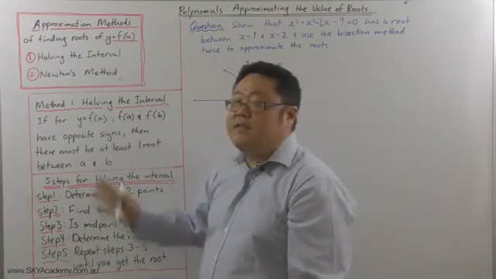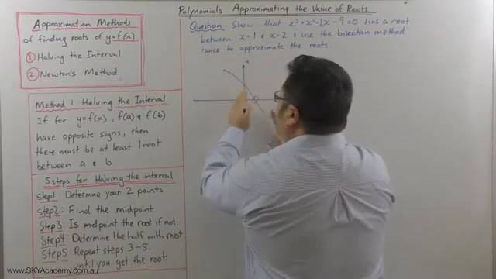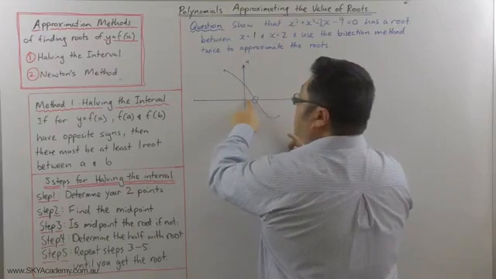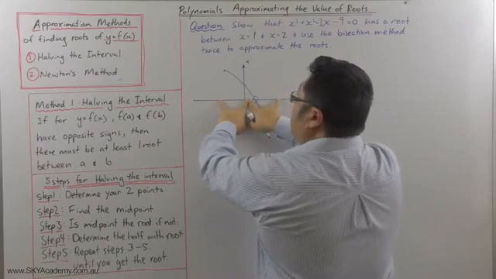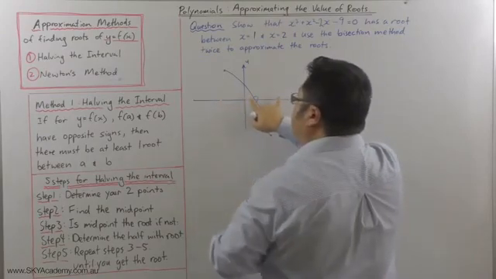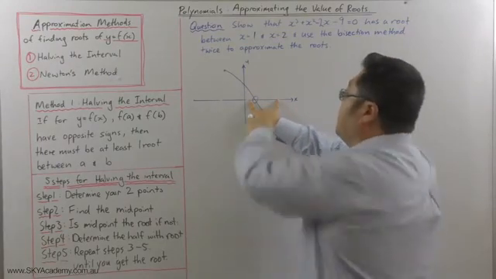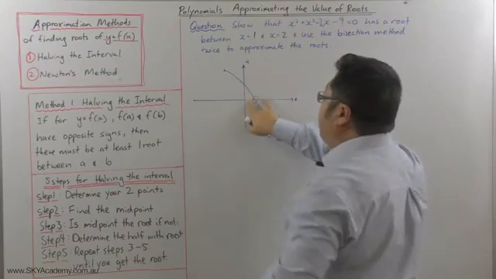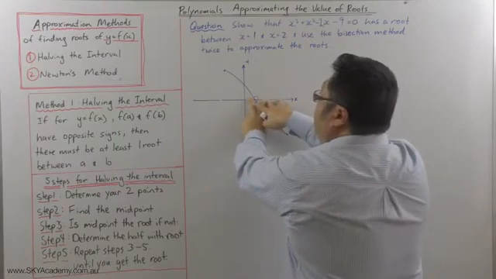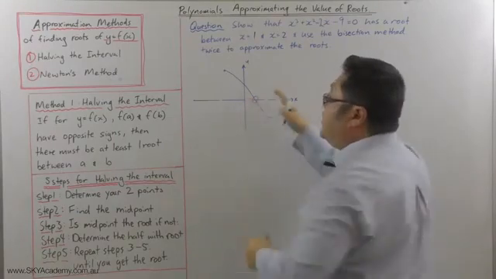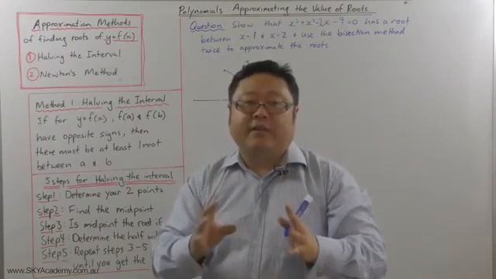The halving the interval method means halving the gap between this point and this point, working out where the middle is, and then working out which half the root is going to be in. Is it in this half or in that half? Once you've worked that out, you can find a better approximation by halving that half and working out which half the root is inside. You can keep doing that until you work out where the root is.